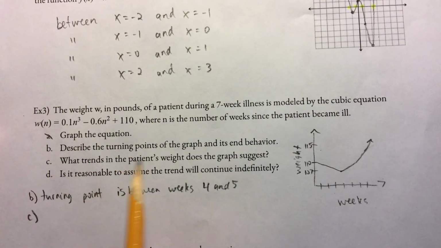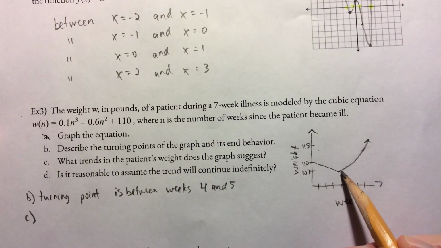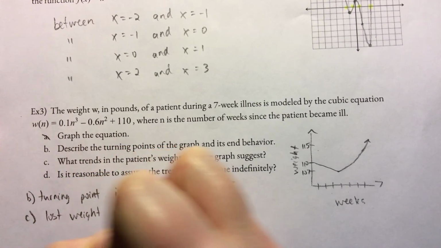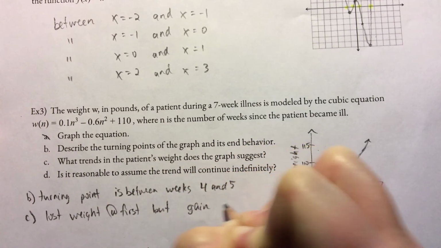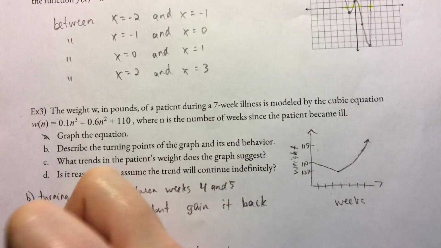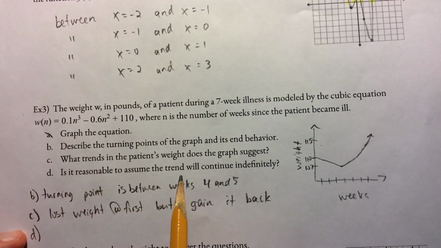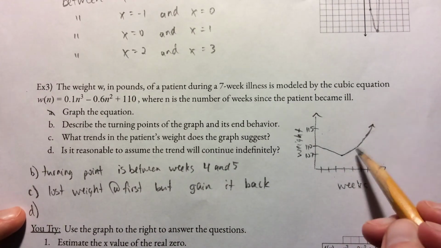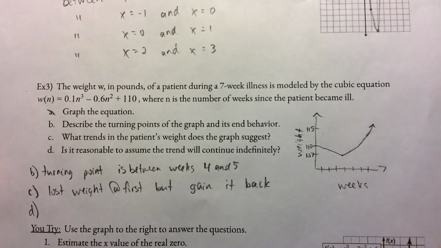C, what trends in the patient's weight does the graph suggest? So this is saying that they lost weight and then they'll start to gain back that weight. And then part D, is it reasonable to assume the trend will continue indefinitely? This is saying that if this graph is going up like that, it suggests they're going to continue to gain weight forever. So that part might not necessarily be accurate.